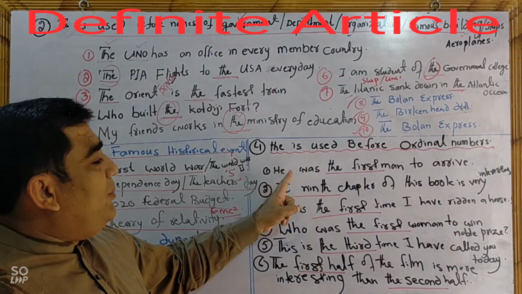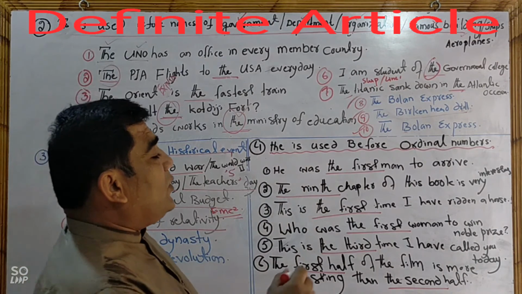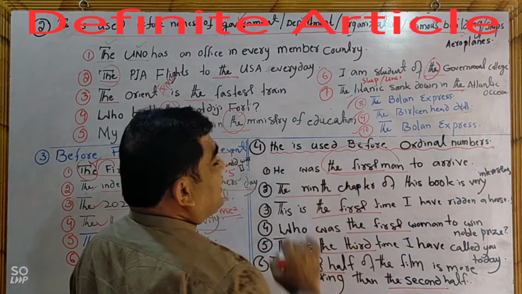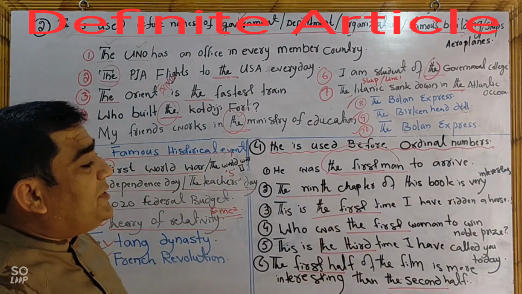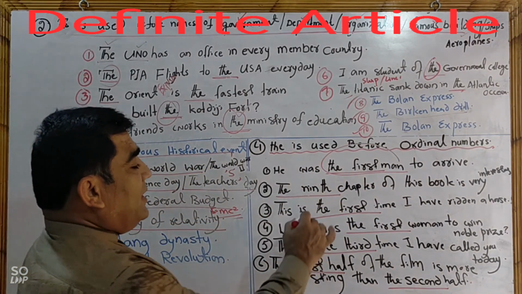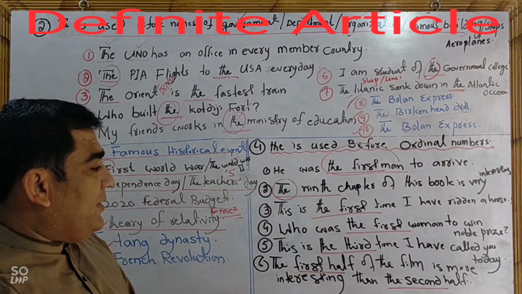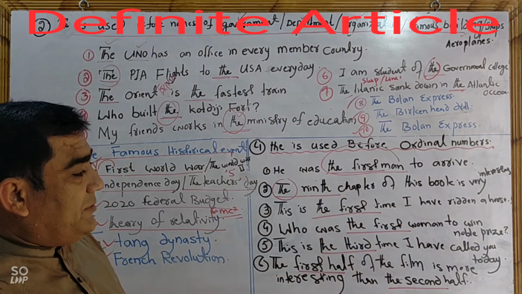So the example is here. He was the first man to arrive. Not one man, first man to arrive. Because of first, we used the. The ninth chapter of this book is very interesting. Ninth chapter particularizes it, we used the. This is the first time I have ridden a horse.